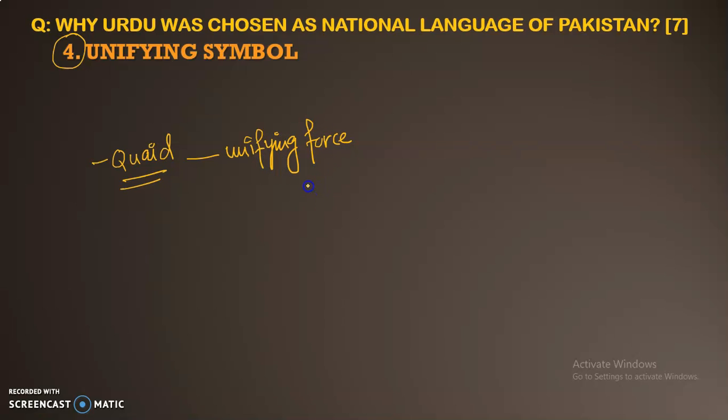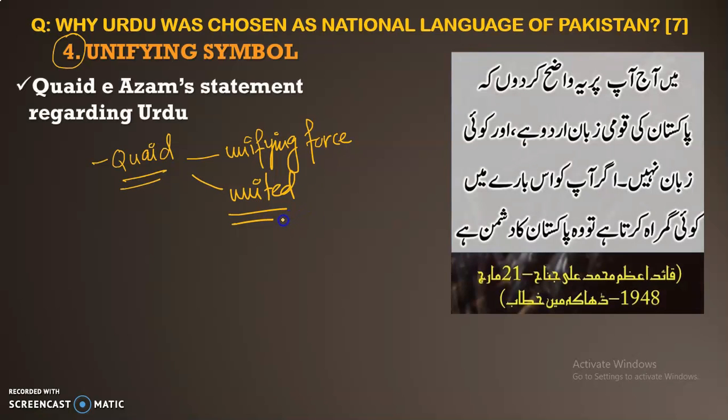Since Pakistan was a very new country, it was very appropriate to pick a language which had played a vital part in making Muslims united in the past. So that is one more reason that Jinnah chose Urdu as the national language. Here is one statement of Jinnah which clearly shows how keen he was to make Urdu the national language. This statement was given by Jinnah on 21st March 1948, and the place was Dhaka, which was in Bangladesh, now the capital of Bangladesh.